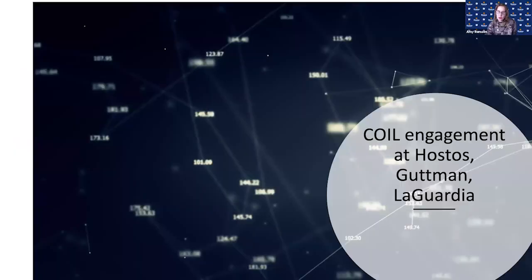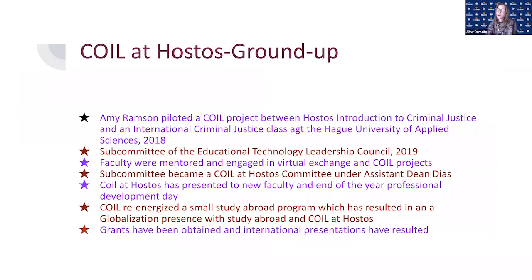Okay, so I'll just talk a couple more minutes. I can't really speak to the other slides about Guttman and LaGuardia, but what we wanted to do is show you examples of what's going on, because COIL is across many colleges in CUNY. So COIL at Hostos, for example, was a ground-up initiative. So we really started it.